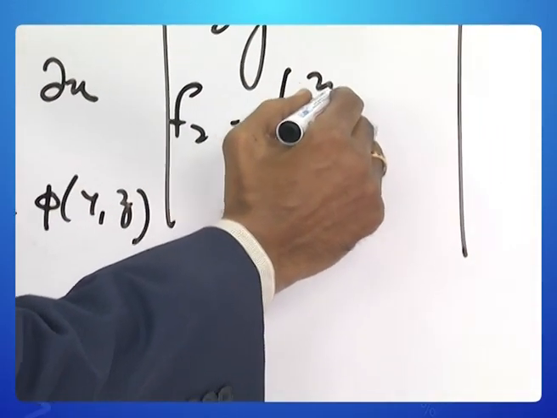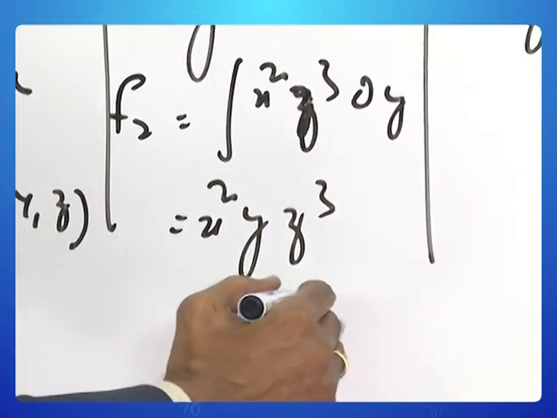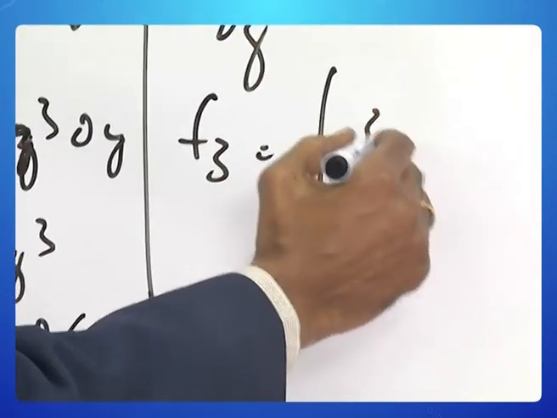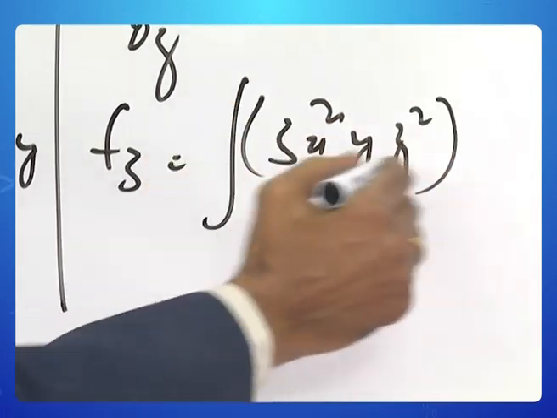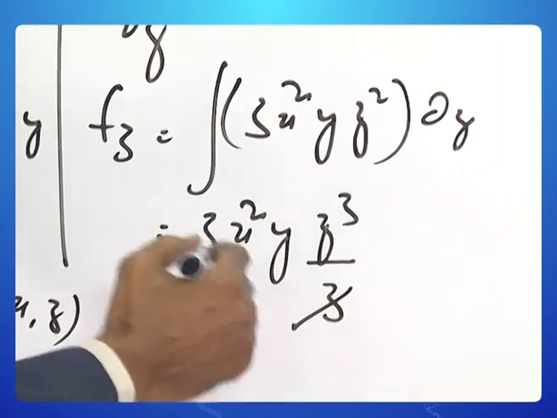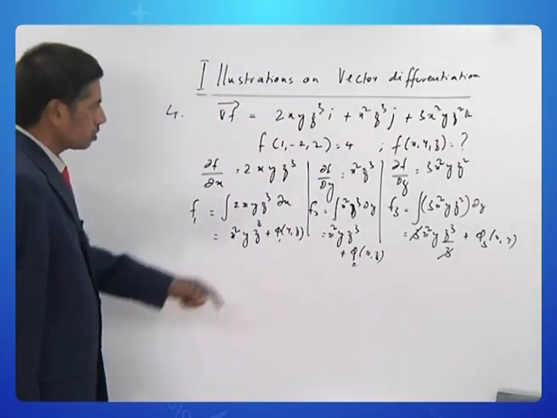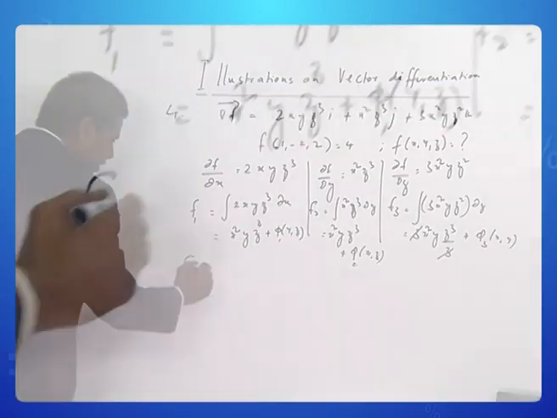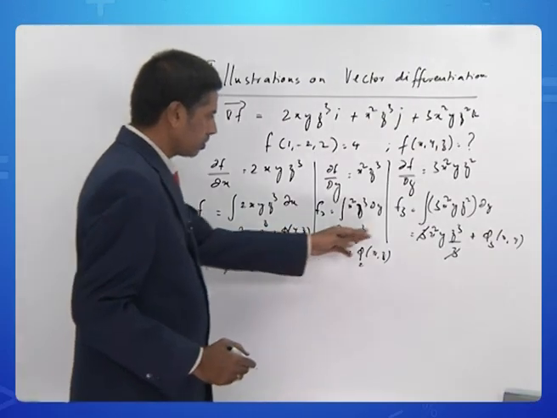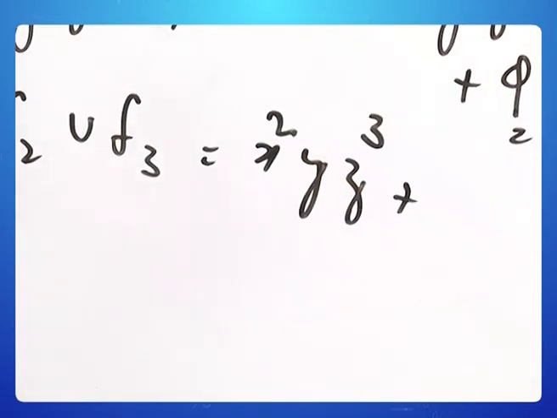F2 is a partial integration of x square z cube with respect to y. So you get x square y z cube plus another function of x and z. F3 is equal to the partial integration of 3x square y z squared with respect to z, and you will get 3x squared y z cube by 3, or x square y z cube plus a function of x and y. So the function that we want can be written as f1 union f2 union f3. That is, it is an amalgamation of all these things, and you will find the common term x square y z cube plus maybe a numerical constant c.